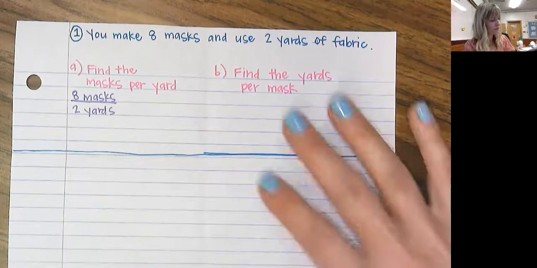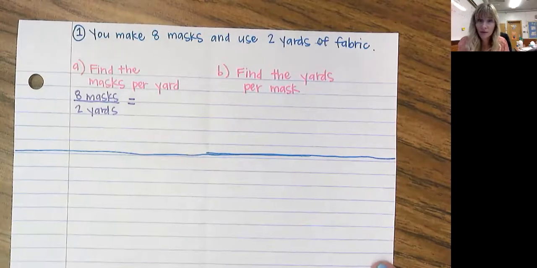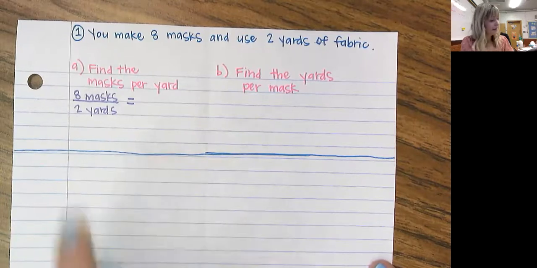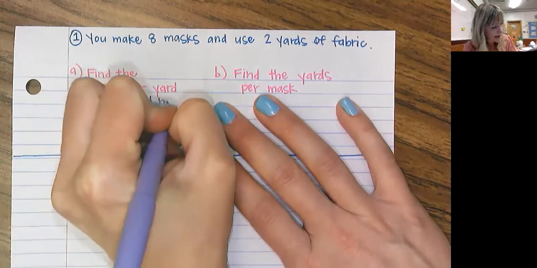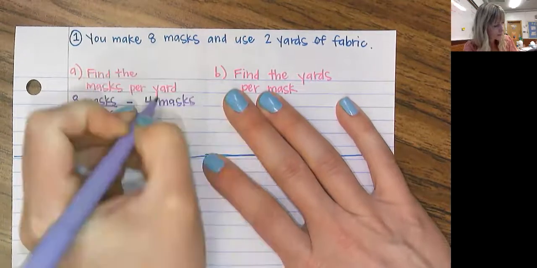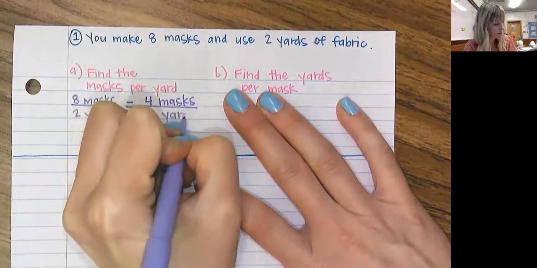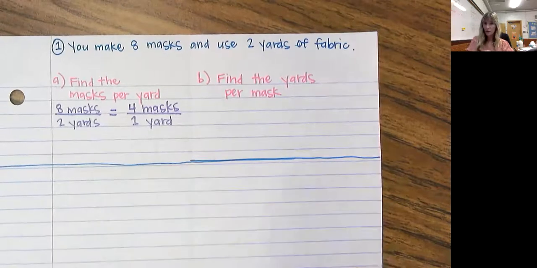We're going to write this 2 different ways. How do we turn things into unit rates? Division. How do we do it? We divide. So 8 divided by 2 is 4. So what that means is 4 masks for 1 yard. So that's how we're going to show that the rate turned into a unit rate.